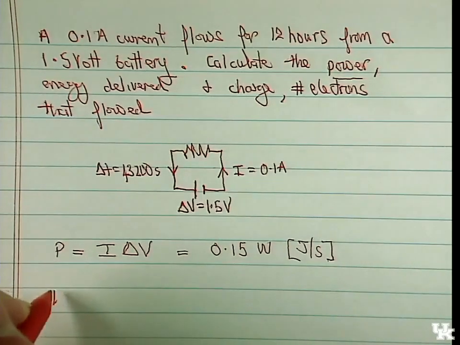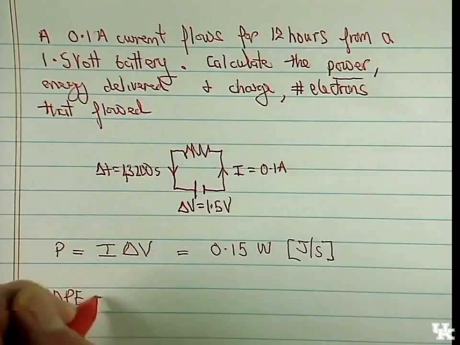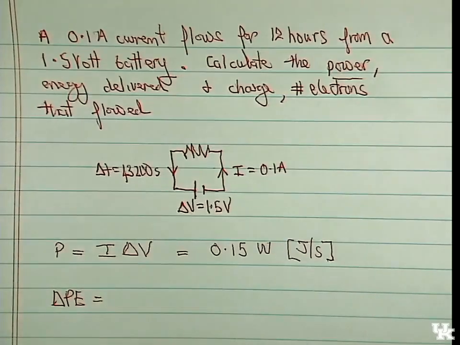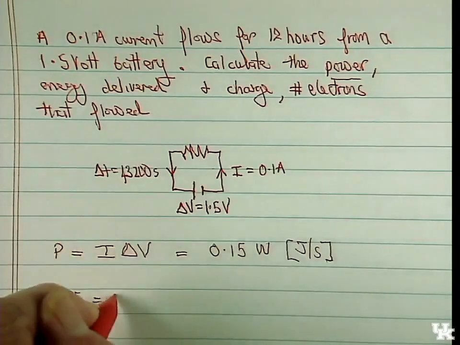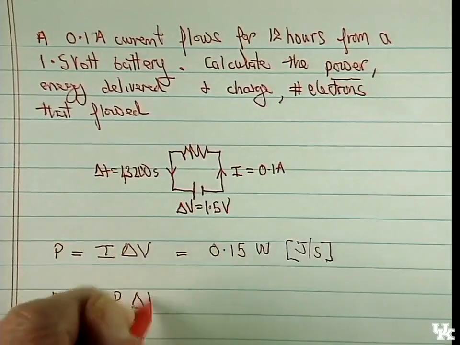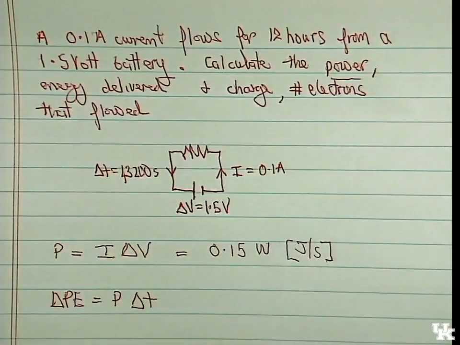So I'm going to call that delta PE. That total energy dissipated, well, let's just think of the definition of power. Power is the rate of dissipation of energy. So if I multiply the power, P, by the time interval, T, that's going to take the joules per second of power into joules, just a total amount of energy dissipated.